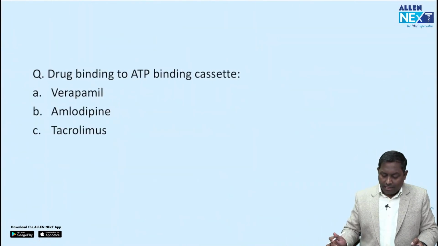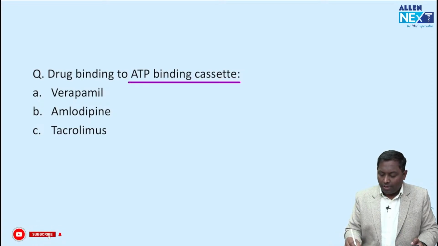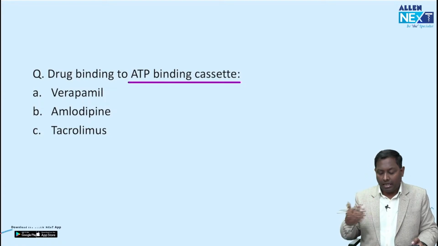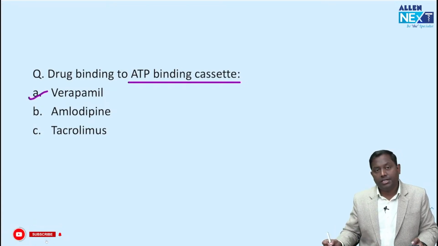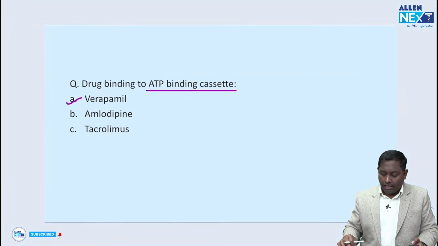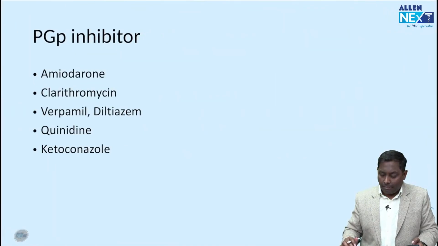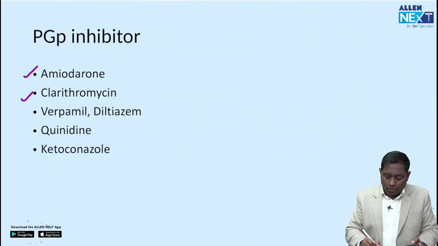Now, the next one that we have is drug binding to the ATP binding cassette. So, P-glycoprotein, if you have read, you already know that there are some agents that inhibit the ATP binding cassette, which we also call ABC. And the correct answer for this one was very straightforward, verapamil. There are many drugs that can inhibit this ATP binding cassette, drugs like amiodarone, clarithromycin, verapamil, quinidine, ketoconazole.